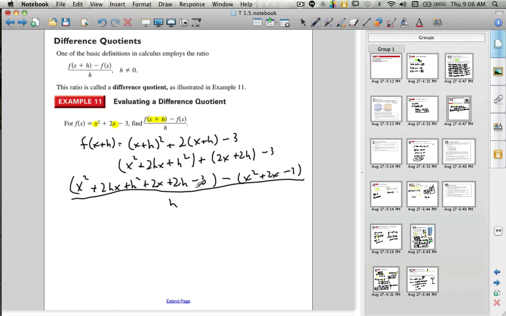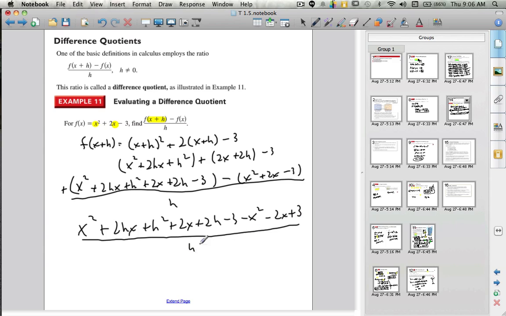Now I'm going to take the parentheses off. I want to go through that with you explicitly. Plus 2hx plus h squared. This is a plus out here, so I don't have to change anything when I take the parentheses off. But this is a minus, which means I need to change all the signs. So x squared becomes minus x squared, 2x becomes minus 2x, and minus 3 becomes plus 3. And this again is all over h.